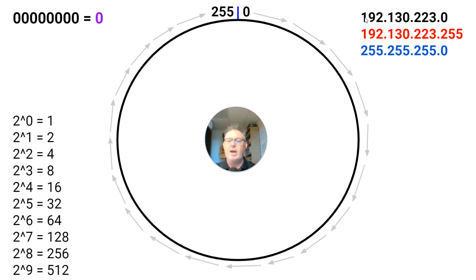So in this case, I've got a Class C address. I know that from the first number. This is 192.130.223.0. I have a broadcast address. The .0 is the ID number for the network. The broadcast address is .255. It's the last number in the network.